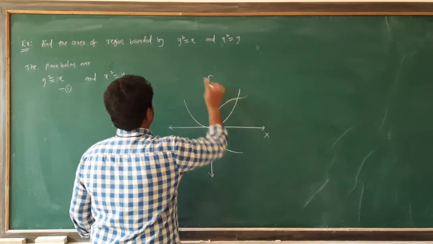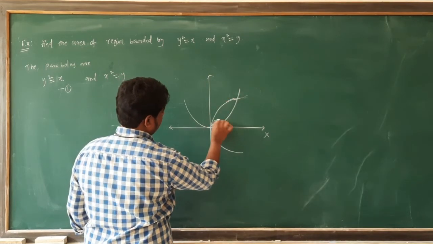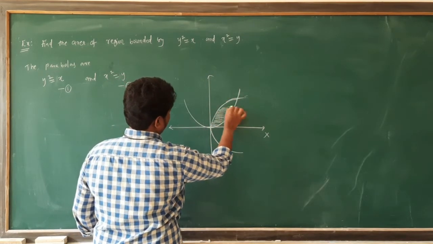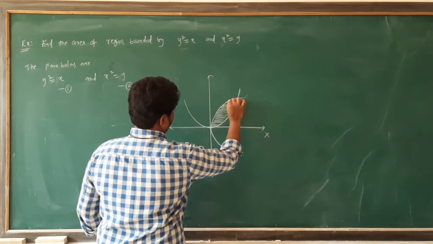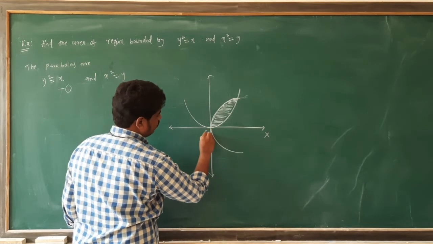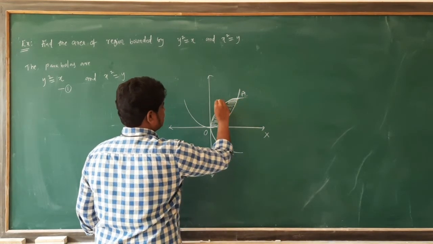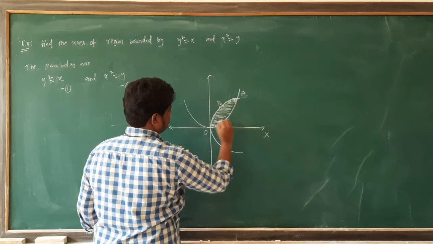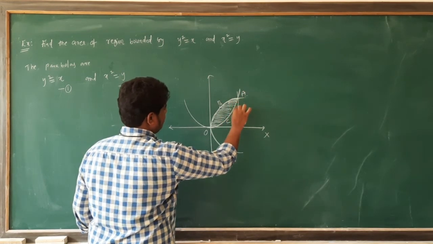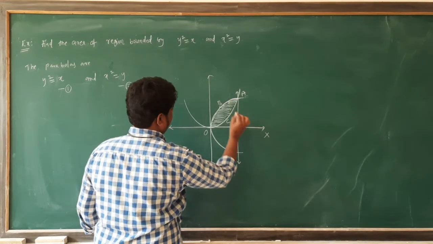It is a type 1 parabola, it is a type 3 parabola. This is the region we are going to find. Now take this point as O. This point has some A, it has some B, it has some C. Take one vertical line at A. Take this point as some D.